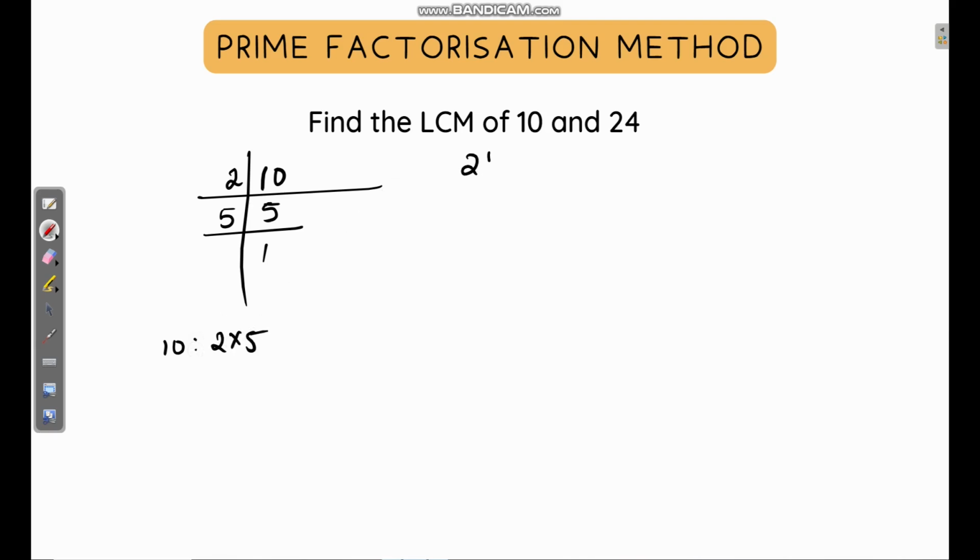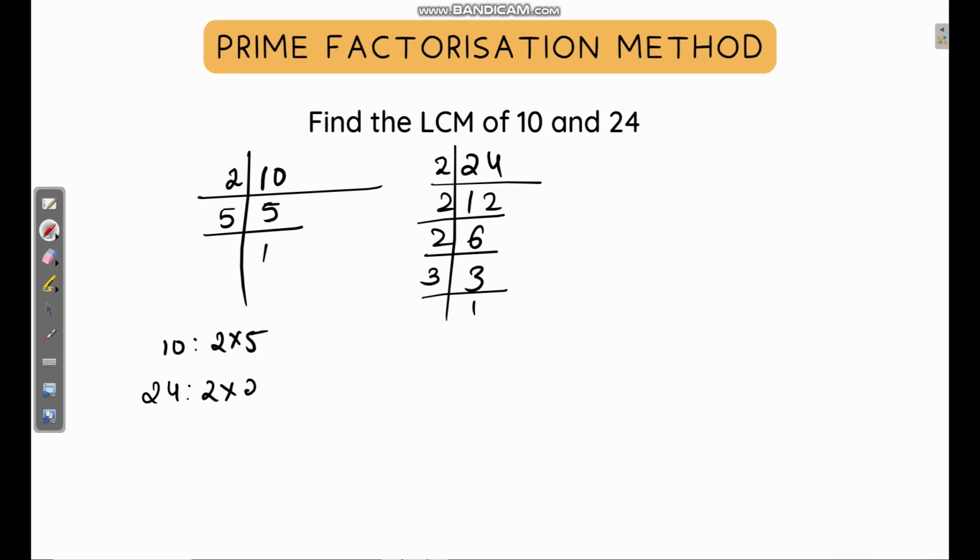The next number is 24. So find the prime factors of 24. So how to find prime factors? Take the smallest prime number which will divide 24. So again it's an even number, you can start with 2. So 12 is left, again you can take 2, 6 is left, 2, 3 is left. 3 is a prime number, so you take 3 and 1 is left. So write down 24 and write down all the prime numbers that I've written in product form, that is 2 into 2 into 2 into 3.